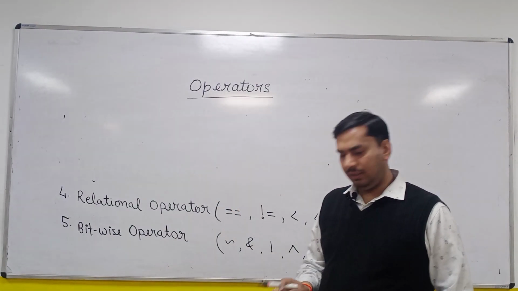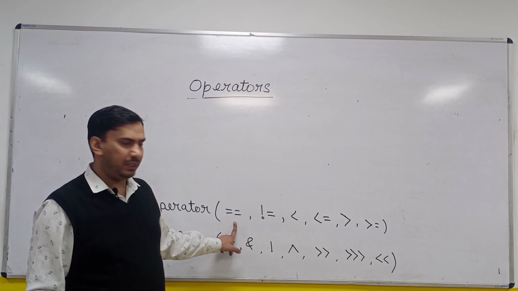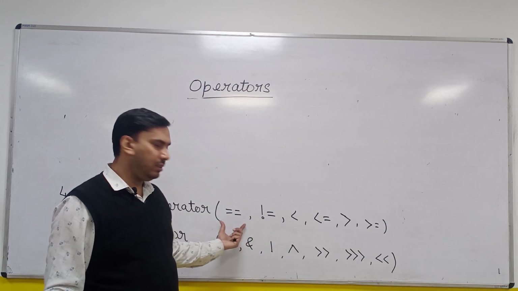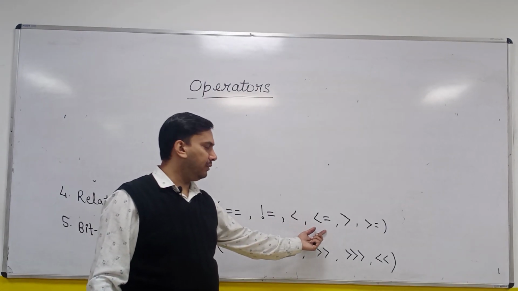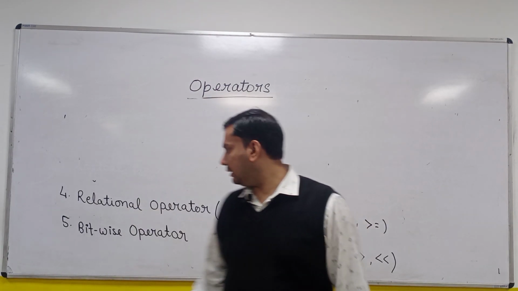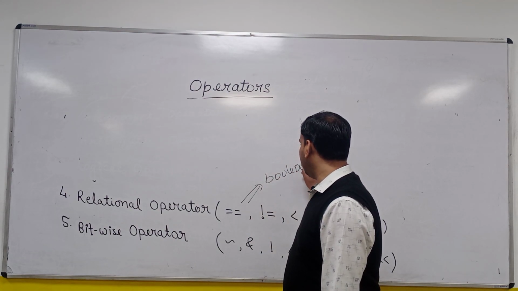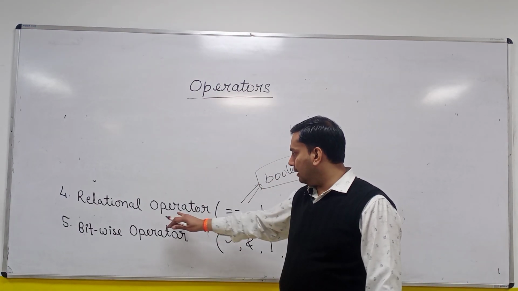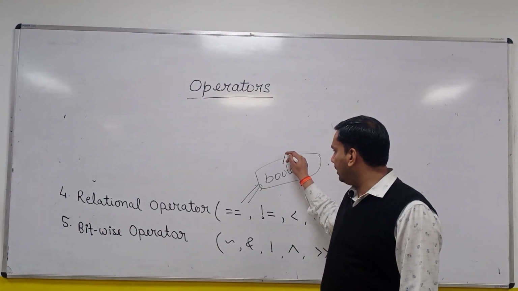Next is the relational operator. There is nothing new in the relational operator. It's very easy. Equal to operator, comparison operator, not equal to operator: both the operands should be different. Double equal to means comparison operator: both the operands must be the same. Less than, greater than, less than or equal to, greater than or equal to. So simple. The result of a relational operator is always Boolean. The point here is that logical operators work with Boolean operands, but relational operators can work with different types of operands, maybe numeric operands, but the return value will always be a Boolean.